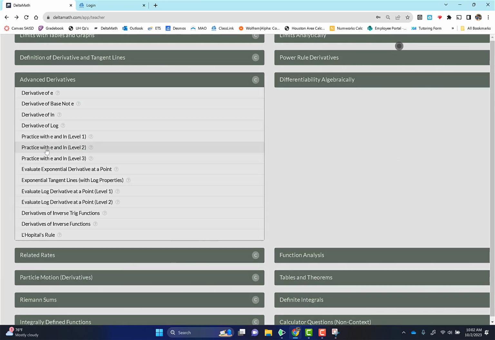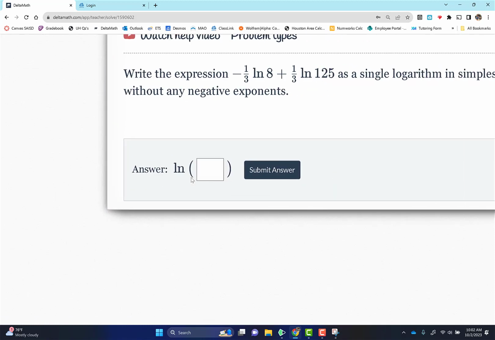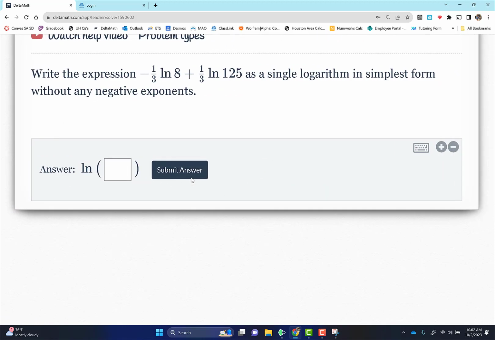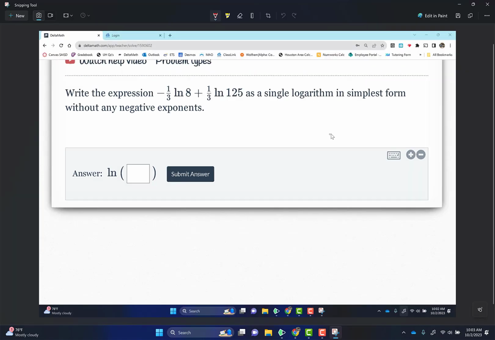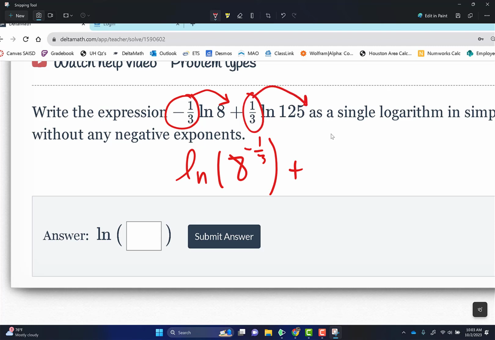So e and ln, let's see what they have in level 2. Okay, relax. It's not extreme. Write the expression as a single logarithm in simplest form. So let me screen capture this again. And here we go. So here's what you're going to do. You see that negative 1/3? Bring it as an exponent to this. So ln of 8 to the negative 1/3 plus this 1/3, bring it right there, ln of 125 to the 1/3.